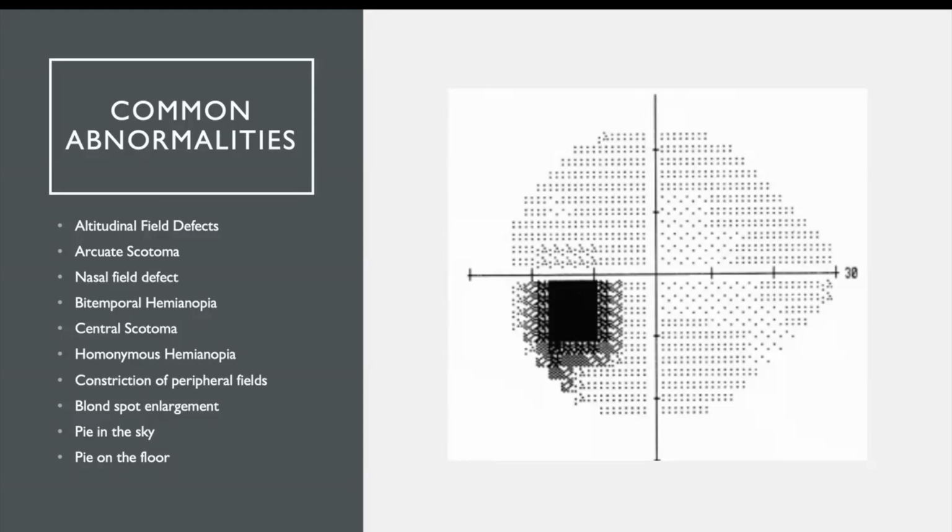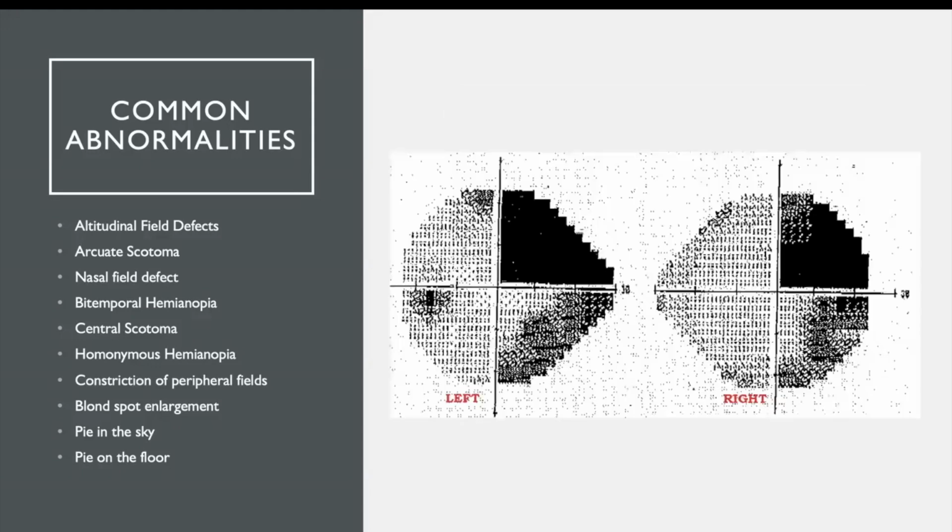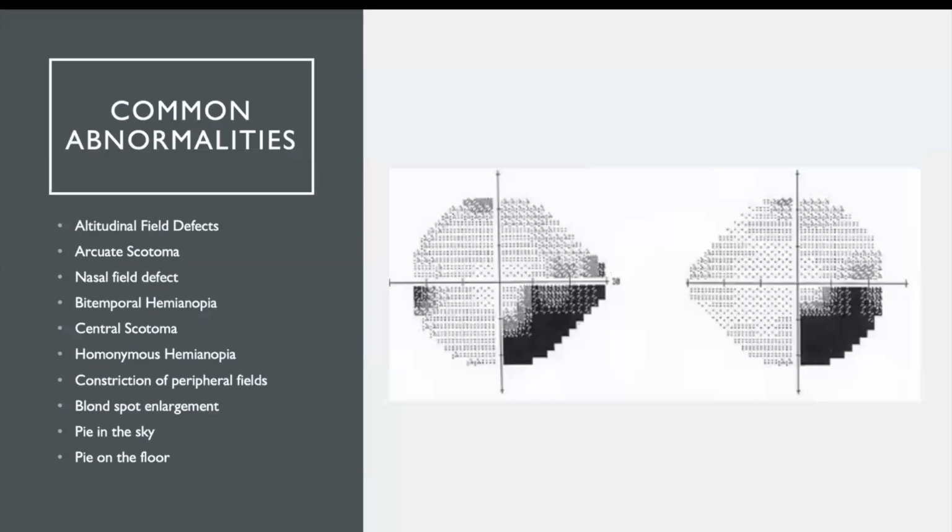And lastly, you might have heard things like pie in the sky and pie on the floor, and essentially that is talking about a quadrantanopia, either a superior or an inferior quadrantanopia. Your superior quadrantanopias are usually your temporal lobes, and then your inferior quadrantanopias with a pie on the floor are usually your parietal lobes.